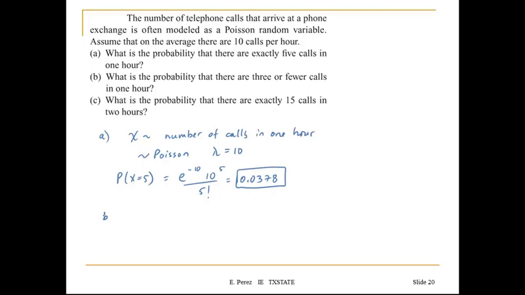Part B is asking what is the probability that there are 3 or fewer calls in 1 hour. So that's the probability of X being less than or equal to 3. If you solve this, you're looking at the probability from X equals 0 to X equals 3. So you go from e to the minus 10 plus e to the minus 10 times 10 divided by 1 factorial plus e to the minus 10 times 10 squared divided by 2 factorial plus e to the minus 10 times 10 cubed divided by 3 factorial. And this is equal to 0.0103.